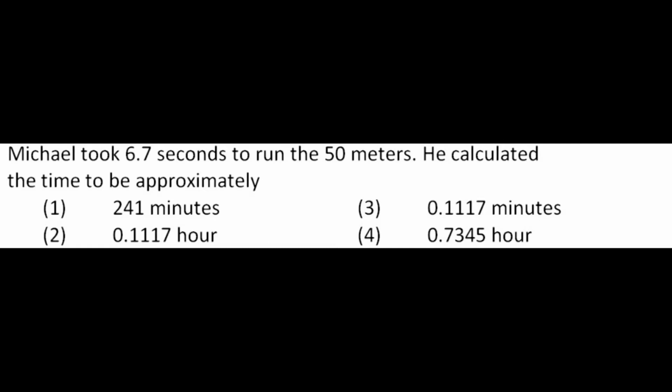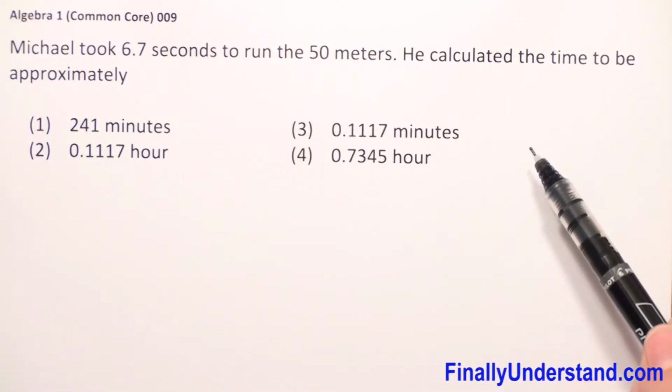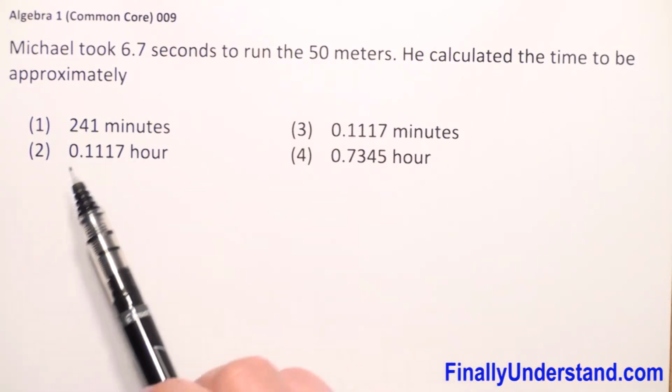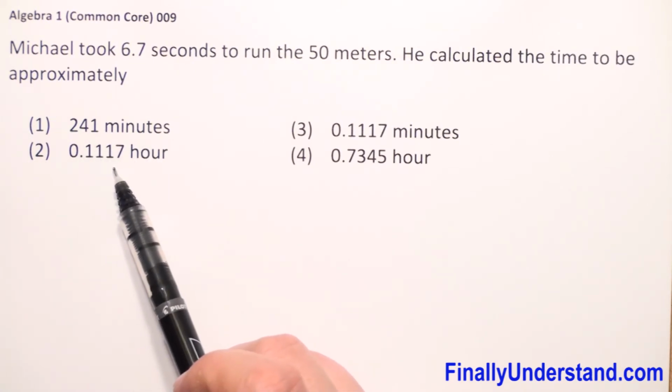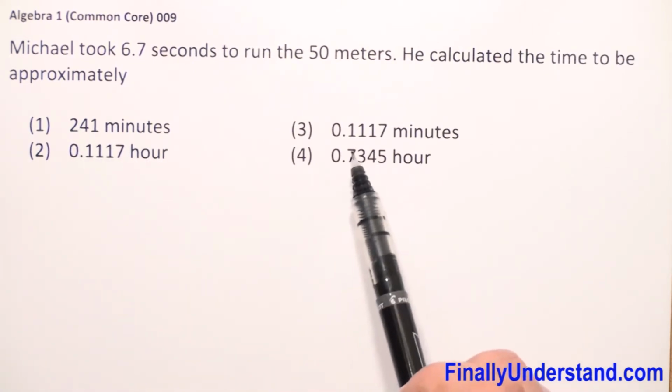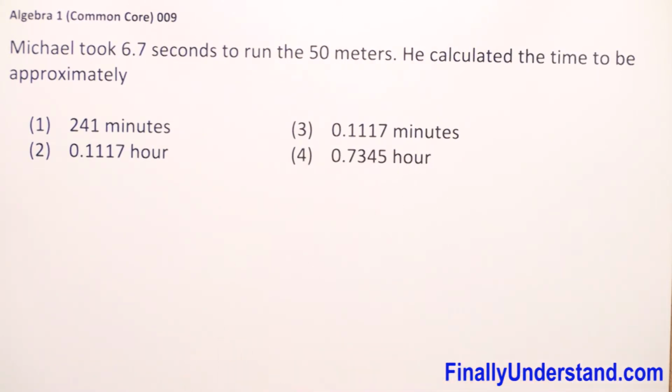Michael took 6.7 seconds to run the 50 meters. He calculated the time to be approximately 241 minutes, 0.1117 hour, 0.117 minutes, or 0.7345 hour.